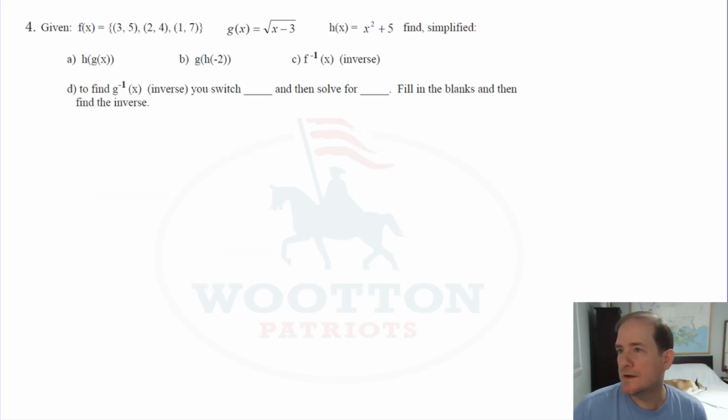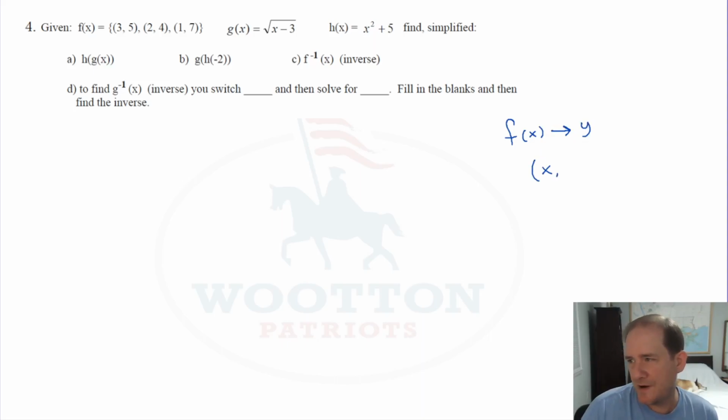C. They're asking you to find the inverse of function f. Hopefully you remember that an inverse function is the one where if the original function f of x gives a y value, then that means that the ordered pair x, y is on that graph. Well, the inverse function by definition is the one where if you let y be the input, then the output is x. All the ordered pairs just reverse.